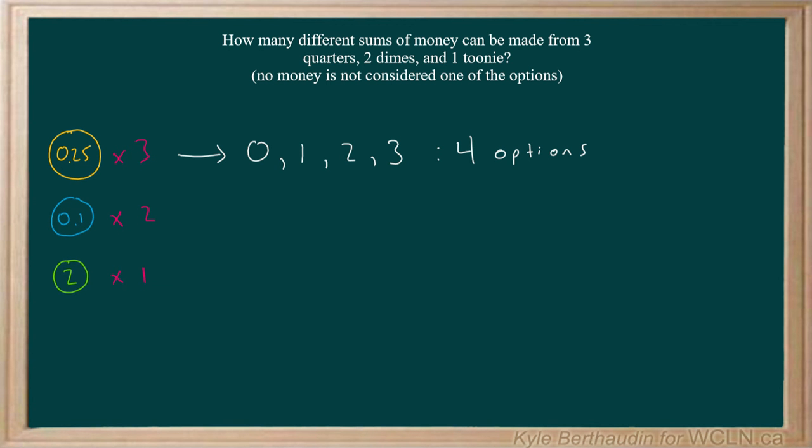Let's apply the same thinking to the dimes and the toonie. For our dimes, we could include 0 of the dimes if we so desire. We could also include just a single dime, or we could include both of the dimes. This is a total of 3 options when we are choosing how many of the dimes to include in the sum of money. If we look at our toonie, well, we can simply choose to not include it or include it. In other words, there are 2 options for when we're deciding whether to include our toonie or not.